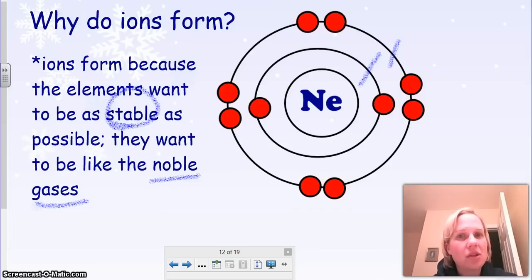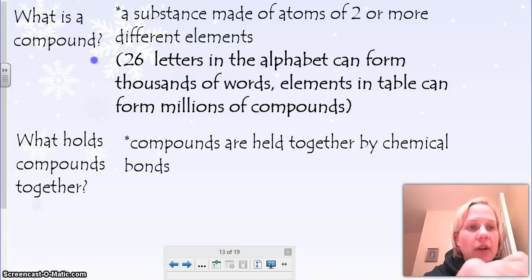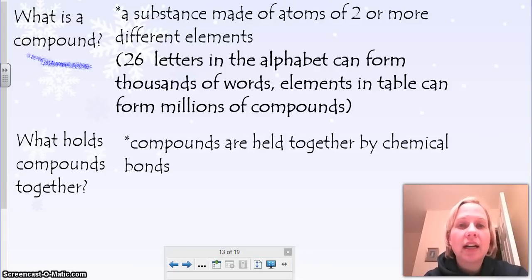I don't need anything else. All the other atoms on that table, besides the noble gases, are seeking something else. So they're not stable, okay? And their level of stability is going to change depending on how many electrons they need to lose or gain. But because neon is set to go, it's like, leave me alone. I'm good. All right, so from those ions, they're seeking something out, and they're going to get help if they partner up. And that's going to form something called a compound. A compound is made up of atoms of 2 or more different elements.